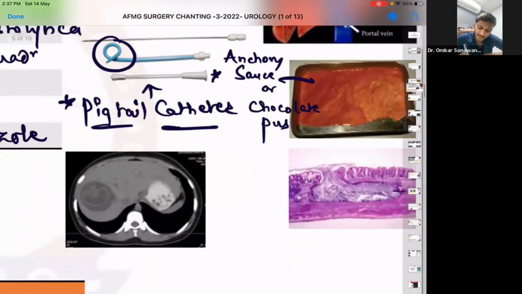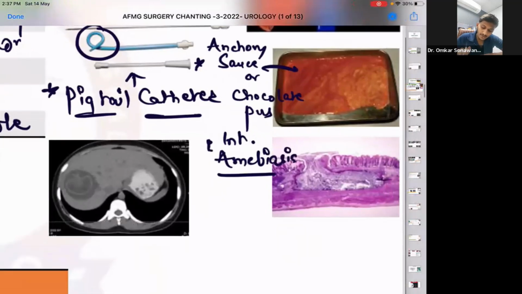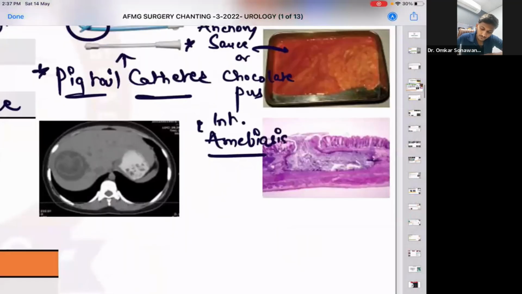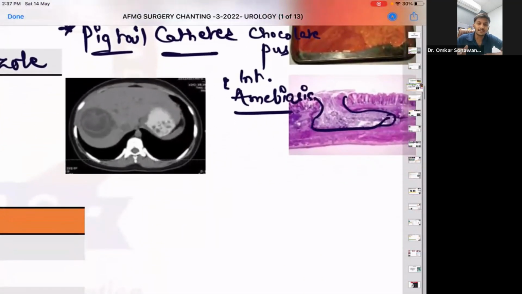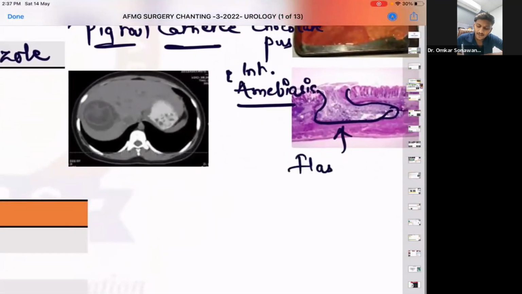And in the intestine, in cases of intestinal amoebiasis, which kind of ulcers are seen? What do these ulcers look like? So these kinds of ulcers are usually seen in cases of intestinal amoebiasis. Very good. These are known as the flask-shaped ulcers.